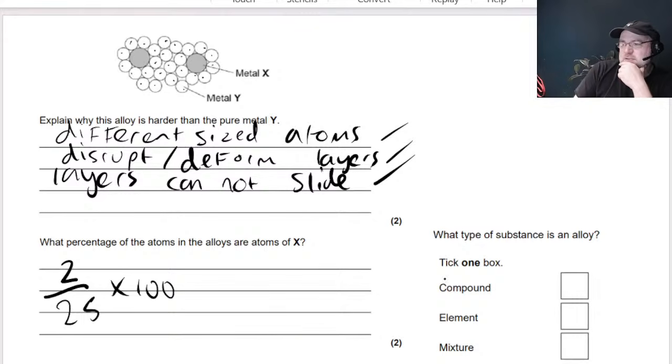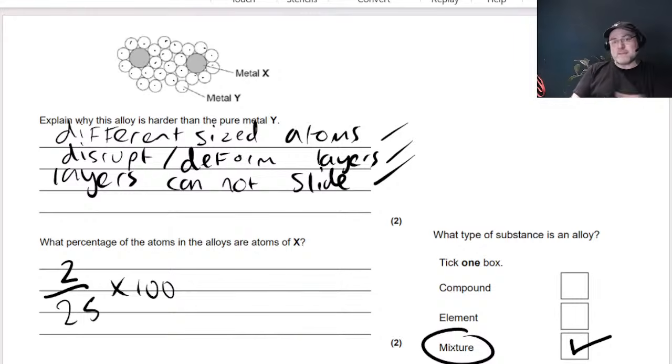What type of substance is an alloy? A compound, an element, or mixture? Look, these are not chemically bonded, covalent, or ionic. They're actually a mixture. So you do need to know an alloy is a mixture.